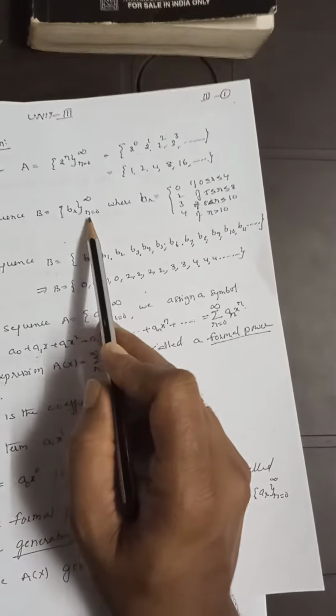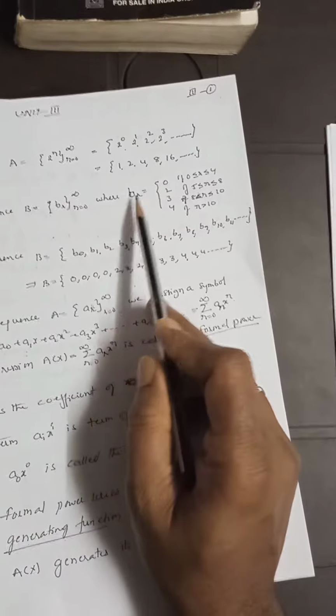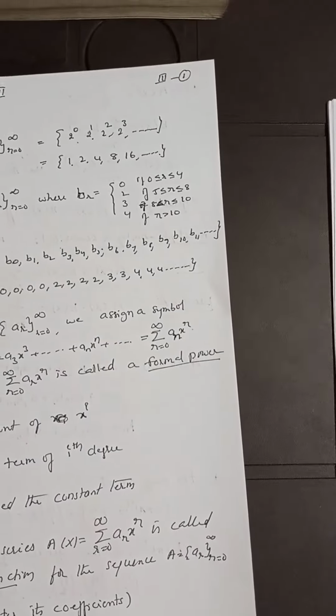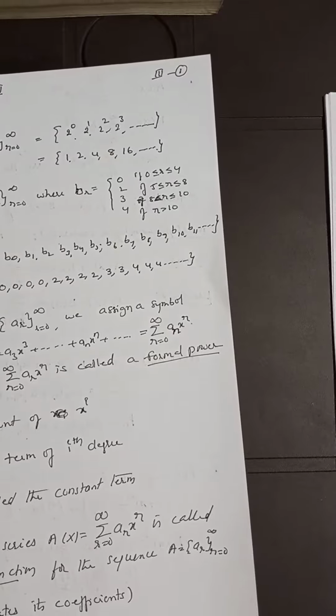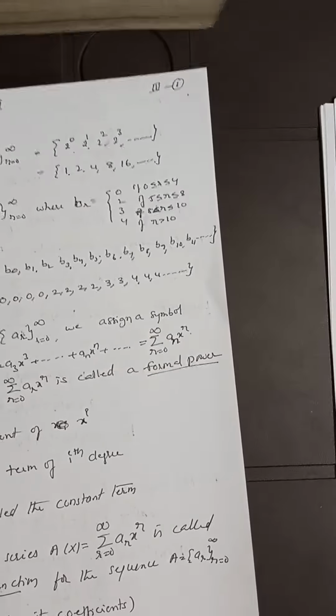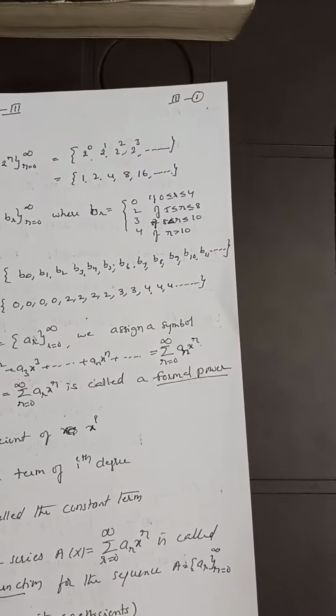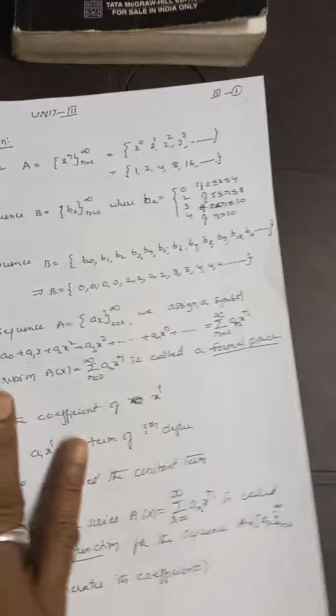Similarly, another sequence is given, the sequence B is equal to br, r running from 0 to infinity, where some restrictions are there. br is equal to 0 if r is from 0 to 4, 2 if r is from 5 to 8, 3 if r is from 8 to 10, next 4 if r is greater than 10. Now some conditions are given.